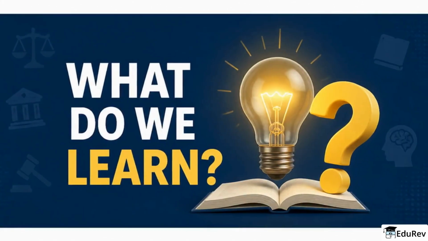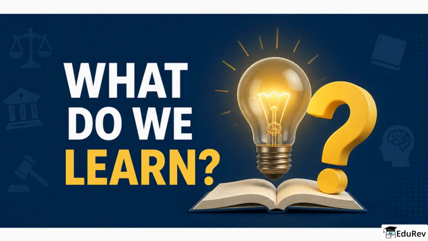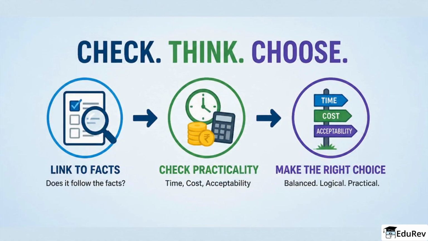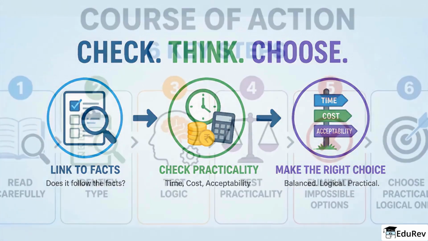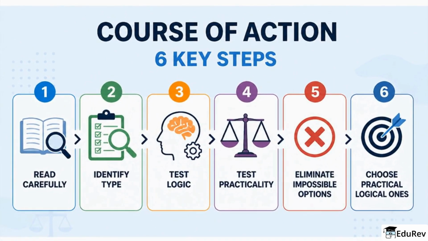So what do we learn from this? Always check logical link to the facts and then check practicality for time, cost, and acceptability. Let us quickly remember the main steps. Read carefully, identify type, test logic, test practicality, eliminate impossible options, and choose the practical logical ones.